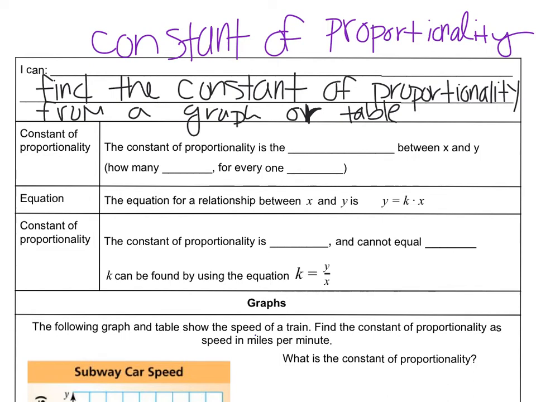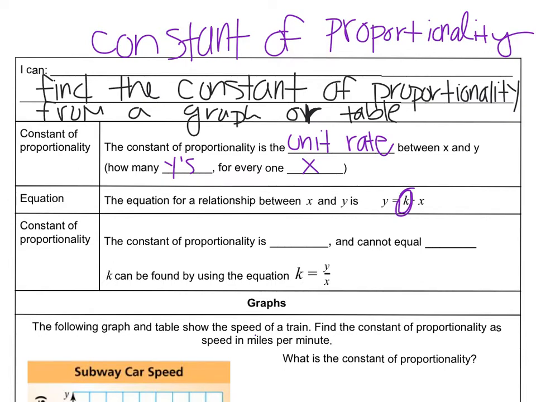Okay, so what is that? The constant of proportionality is basically the unit rate between x and y. So how many y's for every one x? Sometimes x and y have a label, like the unit rate between number of hours worked and money, so how much money for every 1 hour worked. We can use that constant of proportionality to start learning how to write an equation based on that unit rate, and then we can work with those equations and do some really cool things with it.